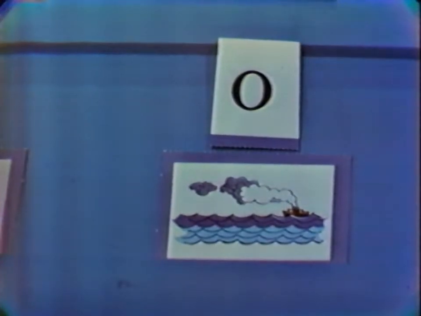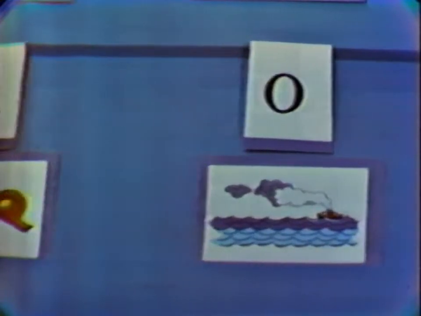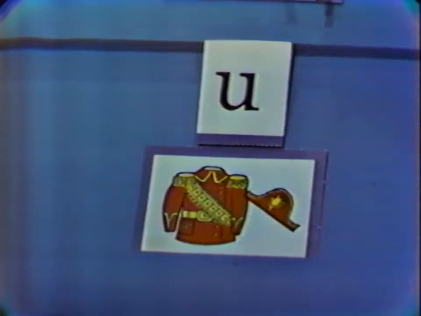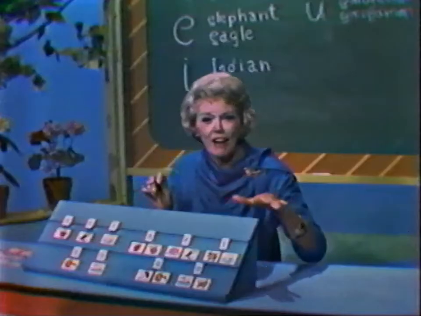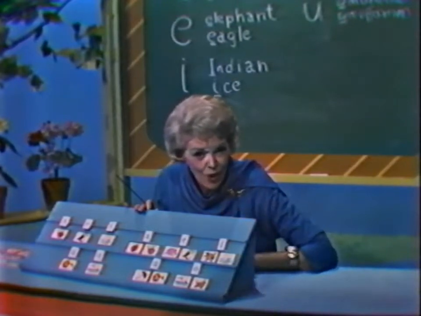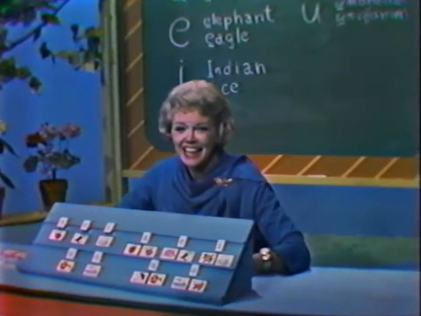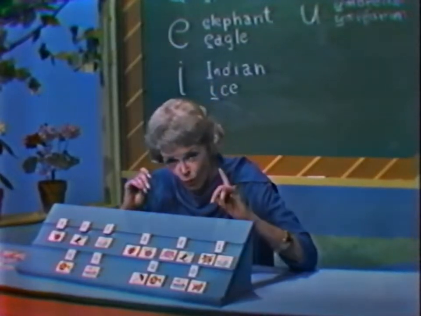Now today we are adding O, and O can say O as in ocean, and U can say U as in uniform. Now here are all the vowels lined up with their short and long sound clues. Let's listen to the song, and you follow and see if you can give the sounds before we do.